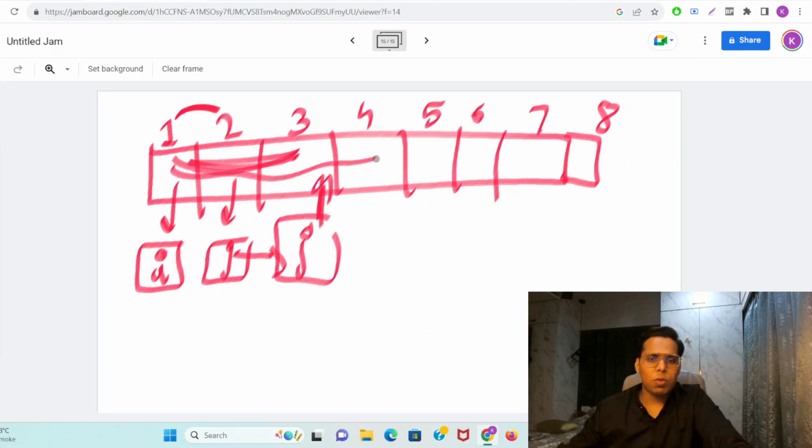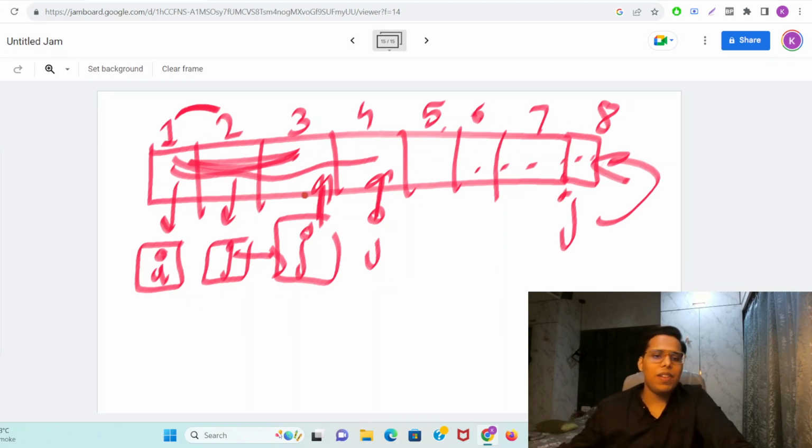Then I will check is 1 comma 4 valid. I will increment my j pointer. I will check 1 comma 5, 1 comma 6, 1 comma 7, 1 comma 8. My j will go till the end. Once j has reached the end, I will update my i as 2.